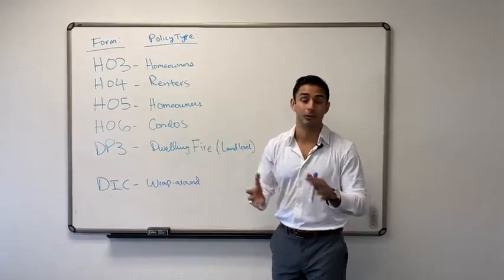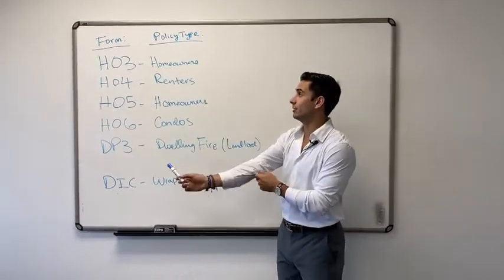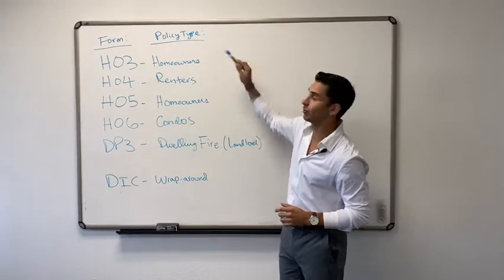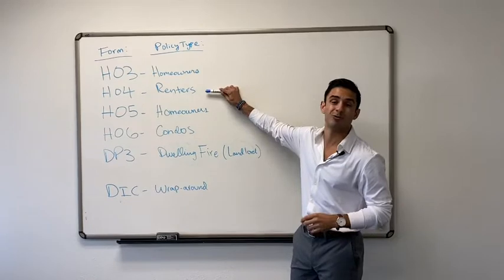And then there's a lot of other bells and whistles that can be added on there, but that is for another discussion. We'll go into the details. But that's the standard homeowners, owner occupied. Next, your HO4 is a renter's policy.